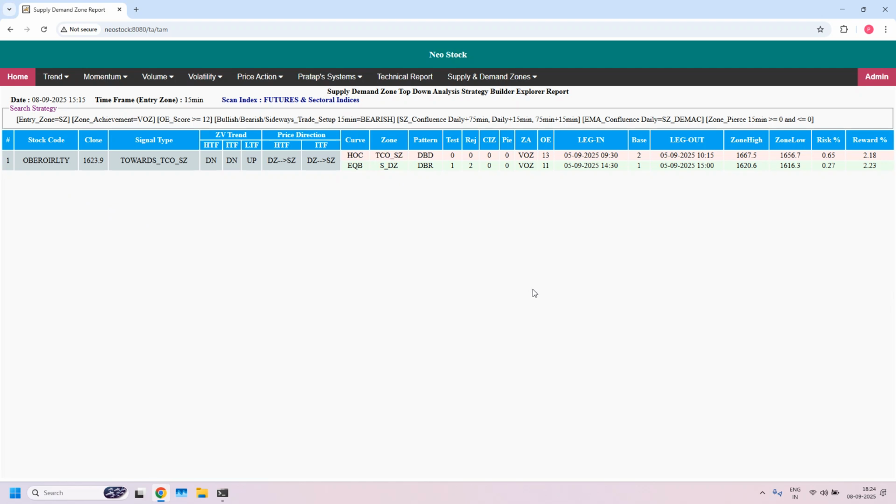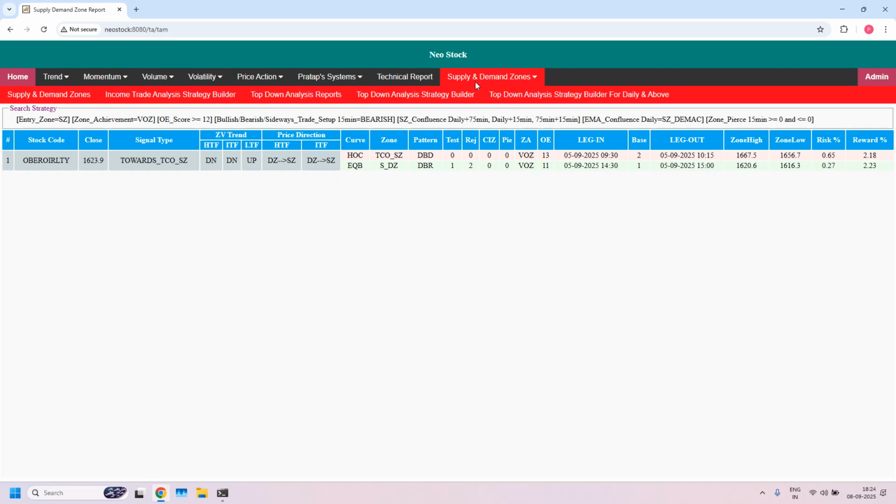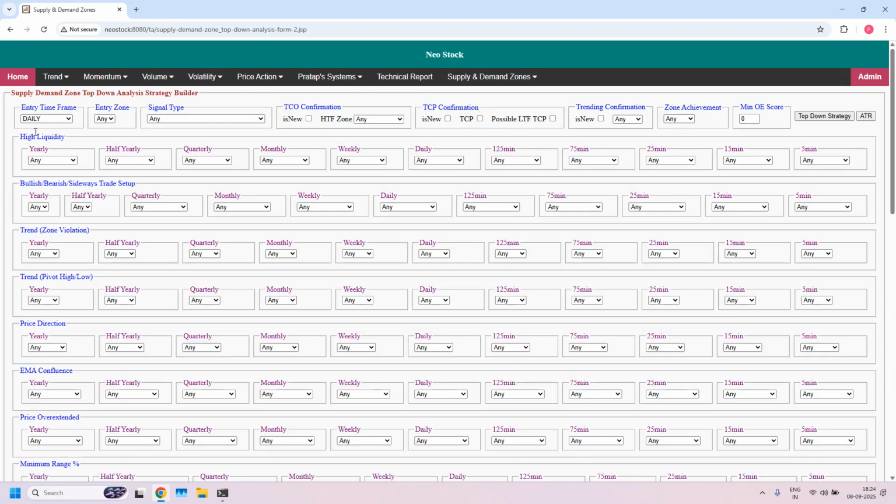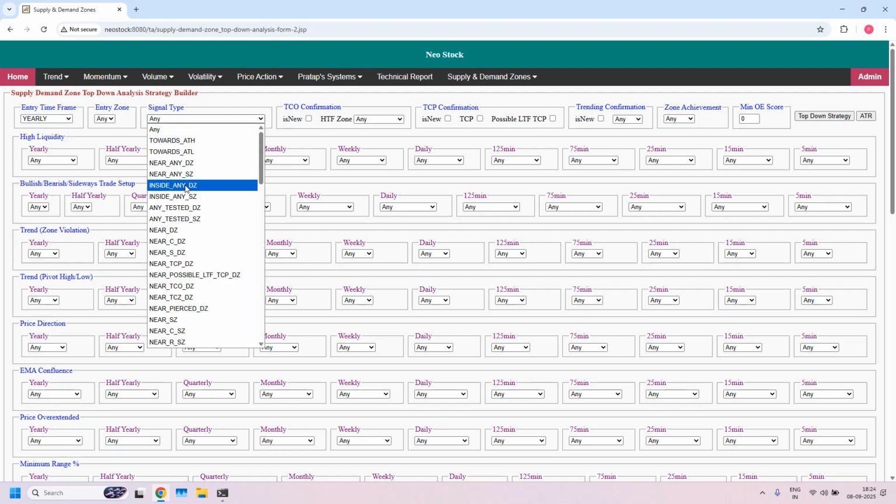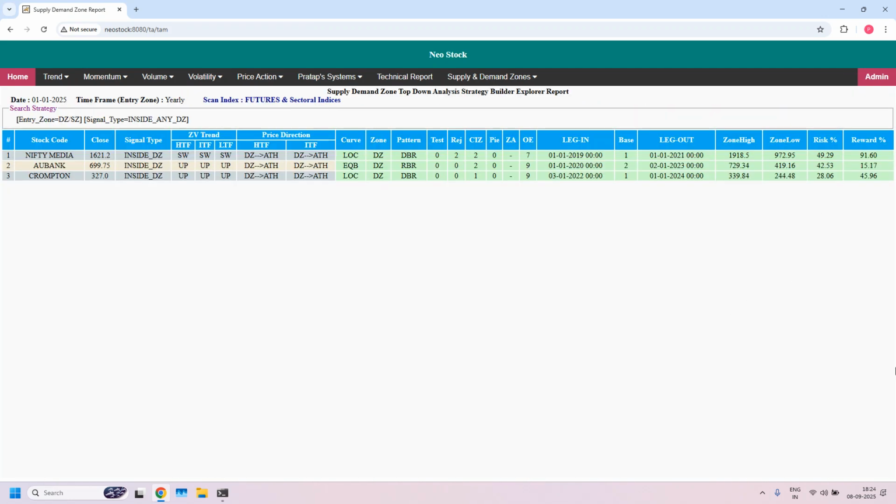Okay, this is about the bearish trade setup for daily income trade. So we have generated the income trade reports. Next, I will find the stocks near demand and supply zones for all the time frames, starting with the yearly. Price closed inside the yearly demand zone. We got 3 stocks.